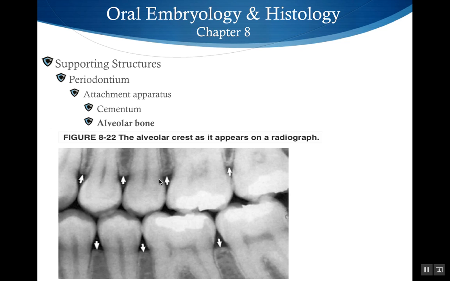Now, the crestal bone should be pointed, okay? But here, as you can see in this radiograph, it appears flattened, okay, and a lot of times blunted. And a lot of times in the case of periodontal disease or gum disease, rather than seeing a really nice and pointed alveolar crest, you'll begin to see a flattened or blunted alveolar crest.